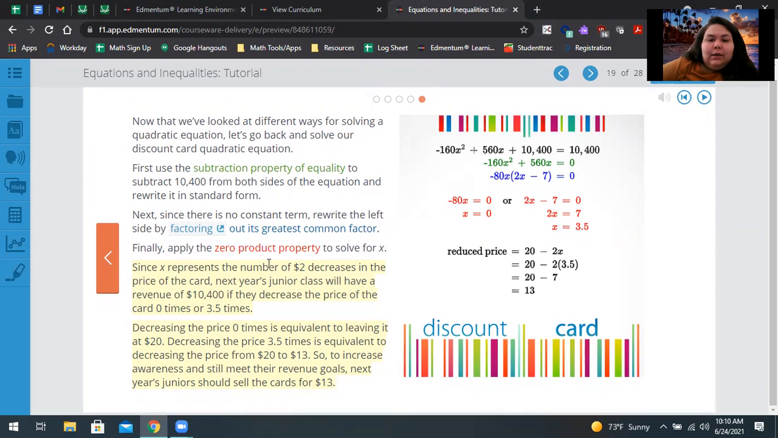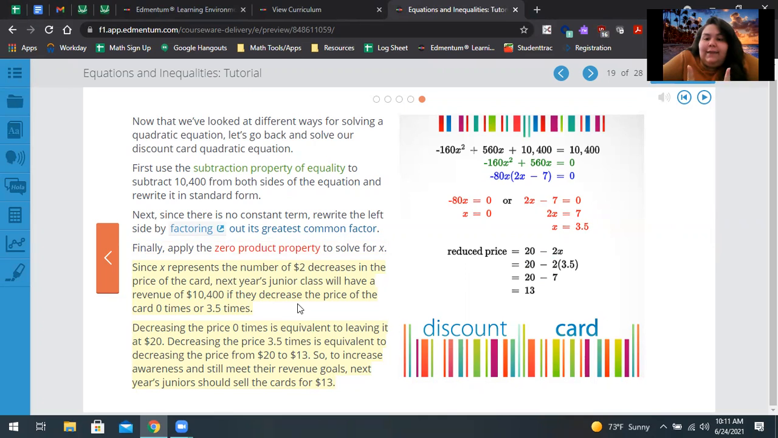So it says, since x represents the number of $2 increases in the price of the card, next year's junior class will have a revenue of 10,400 if they decrease the price of the card 0 times or 3.5 times. The idea is that the junior class wanted to make more money by thinking they can drop the price of the cards to sell more. But if they didn't change the price, that first solution we got, 0, means we're probably going to have the same outcome as the senior class. If we drop the price 3.5 times, we're still going to get the same amount as that senior year. Remember, because these are the juniors, they're trying to come up with a way to make more than that.